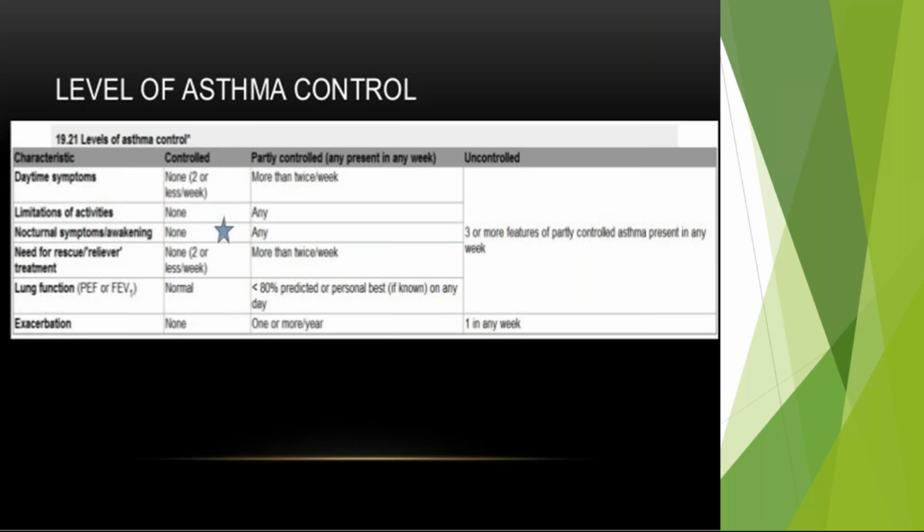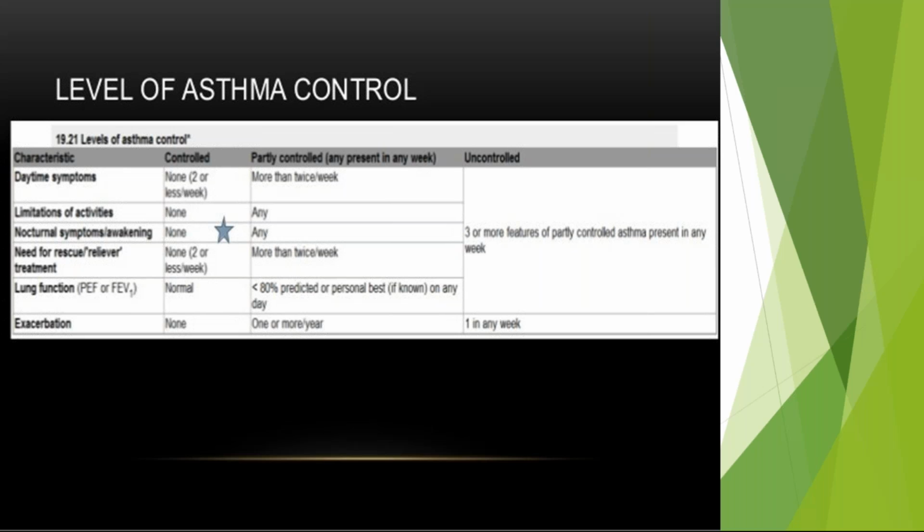For partially controlled, the daily symptoms will be more than twice a week, and there will be mild limitation of activity. Mild nocturnal symptoms may be present, and he might be using the rescuer treatment twice a week, and lung function will be less than 80% predicted, and exacerbations will be one or more per year.